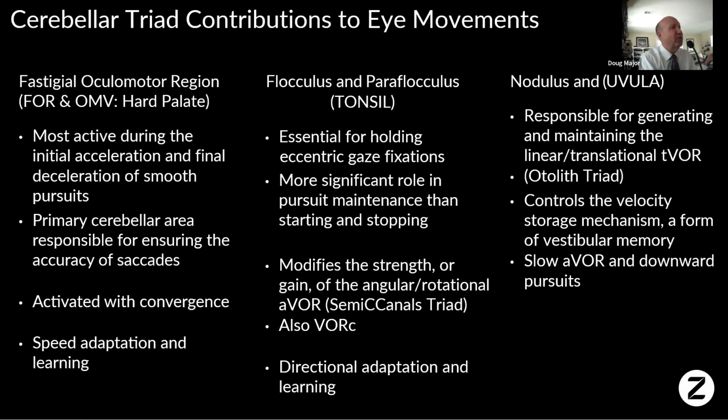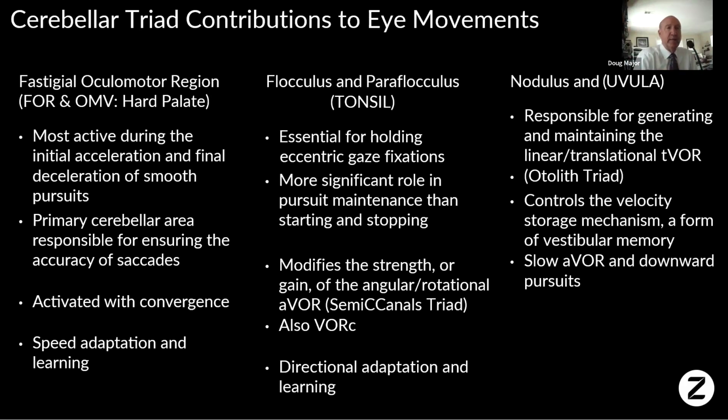Then we think about the tonsils off the side, the flocculus, paraflocculus, we've talked so much about. Essential for holding eccentric gaze fixation, not eccentric fixation, but eccentric gaze fixation off to the side. And then it has to do with the pursuit maintenance. It is the smooth pursuit area, the flocculus and paraflocculus, the smoothing of the pursuit. It also modifies the gain with that angular VOR. And also very closely associated, of course, with that gain about the VOR cancellation. That has to do more with directional adaptation.